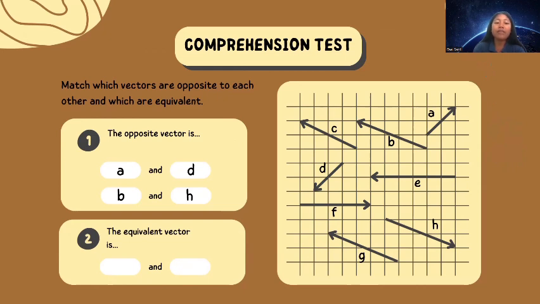Two, the equivalent vector is correct. B and G have the same magnitude and direction. Good job.